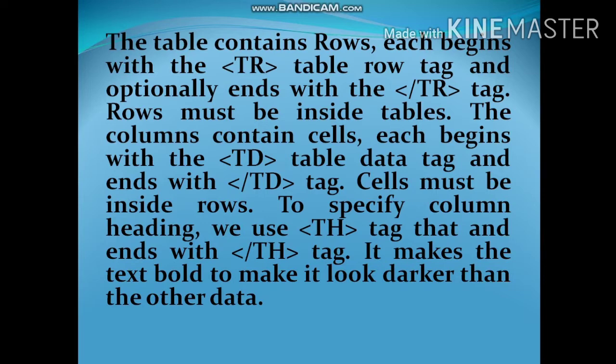To specify a column heading, we use the th tag, that means table head tag, and it ends with the closing table head tag. It makes the text bold, to make it look darker than the other data. That means in the row, if there is a heading, it is displayed a little bit darker than the data tag.